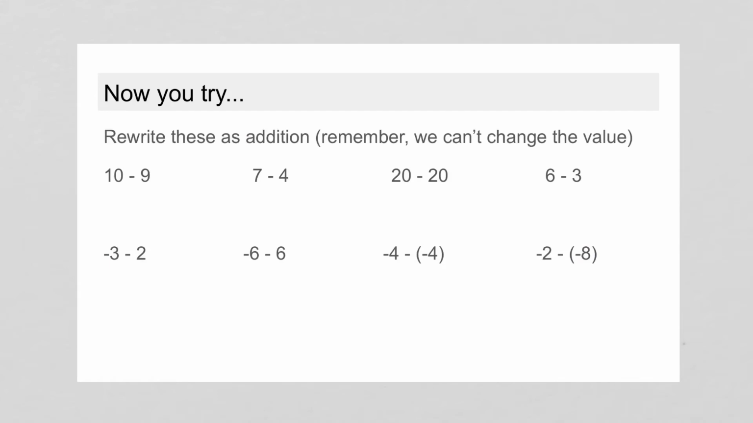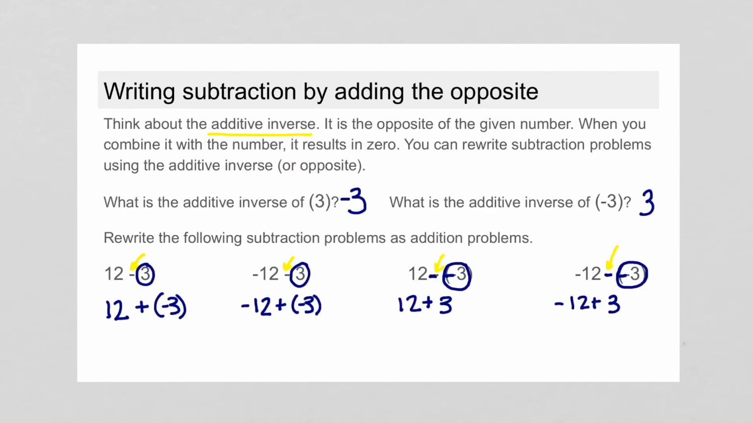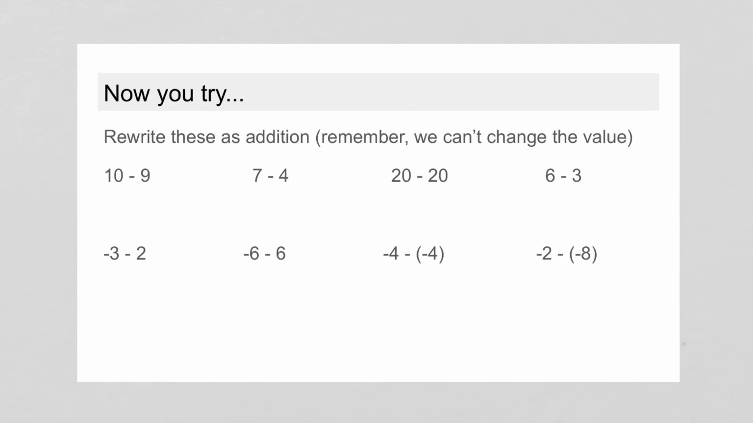All right, now you try. I want you to rewrite these as addition. And remember, it can't change the value. So when I look at this first one, when I do 12 minus 3, well, that's 9, right? And when I do 12 plus a -3, that's also 9. So check, it didn't change the value. If you do the two problems and they don't give you the same thing, then you know you've made a mistake somewhere. Okay, so remember, you can't change the value.